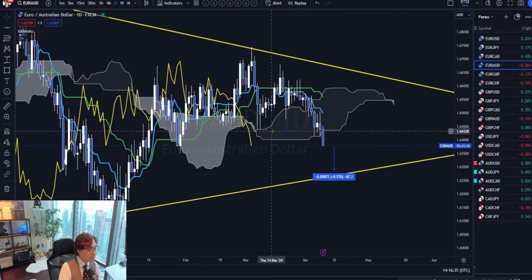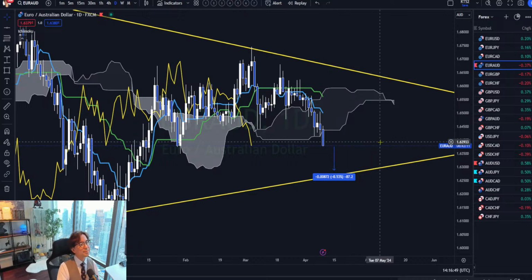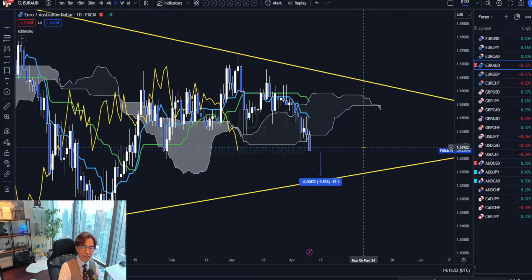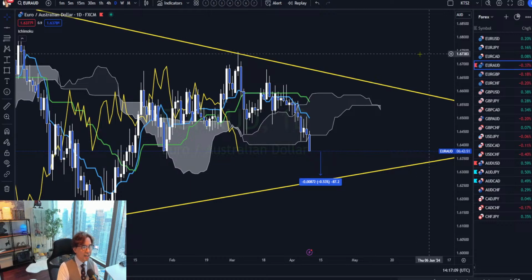It broke the previous support level too, and it's heading towards the next support, which is 1.6347. So Euro AUD also looks good to sell this week. I mean, yeah, this week until Friday, I think the price continues to drop this way. So it looks like AUD has been quite strong today, so that's why it's making all these trends: AUD/USD, AUD/JPY, AUD/CAD, and Euro AUD.